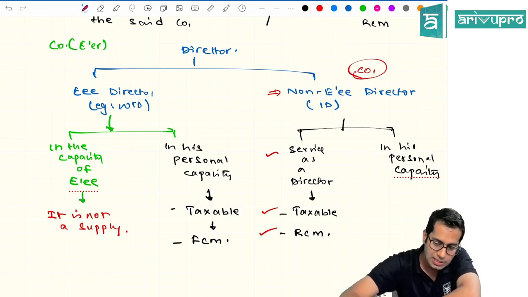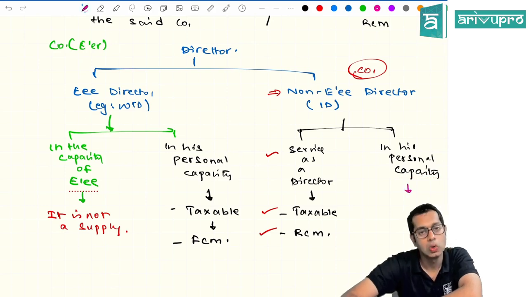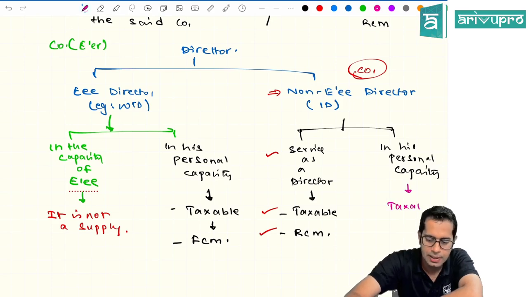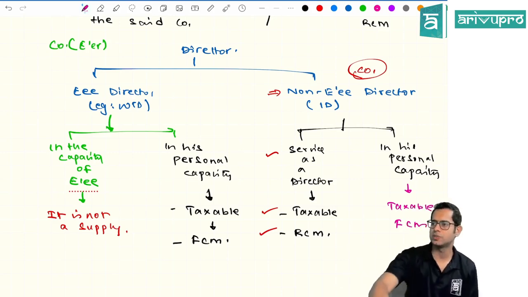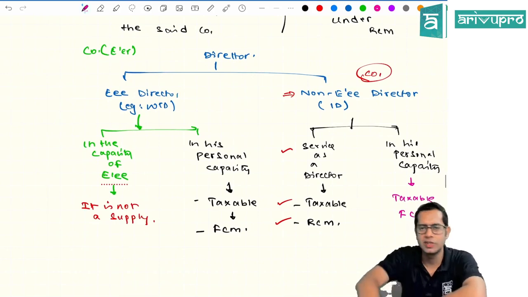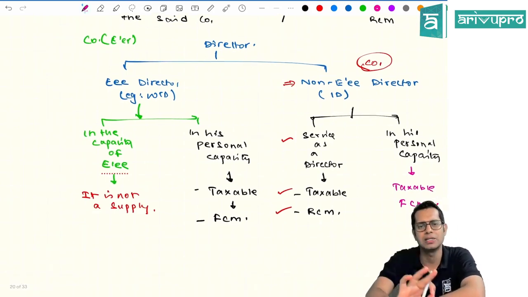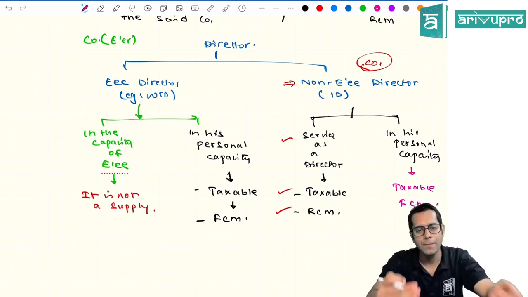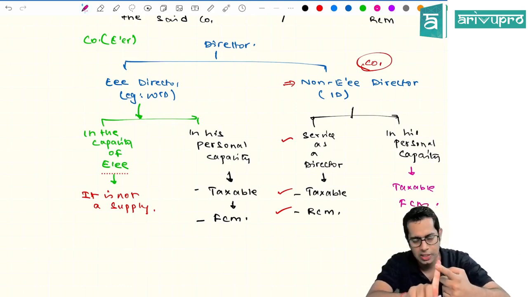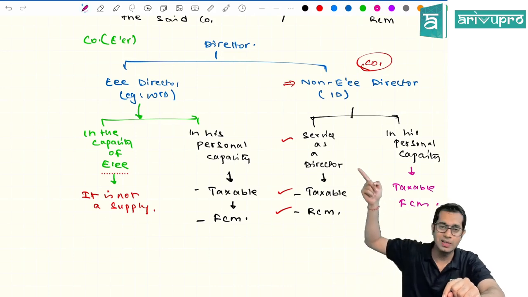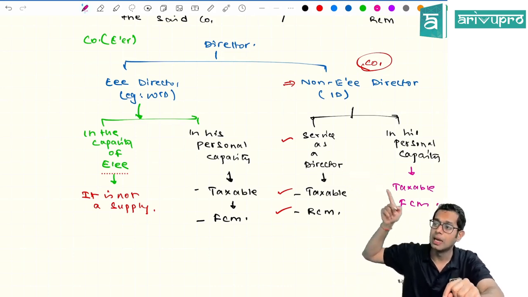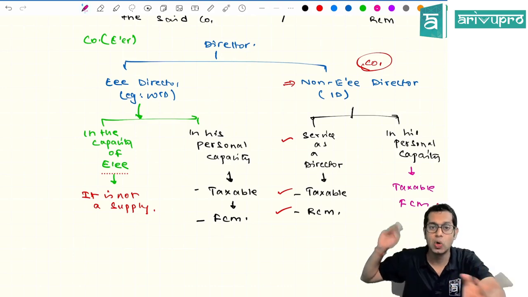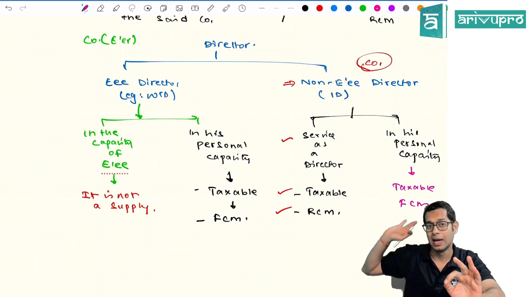However, any services given by non-employee director to the company in his personal capacity is again taxable, and it is taxable under forward charge. So can I say the crux of this discussion which we had is, in simple words, if employee director is giving services to the company in the capacity of employee, it is not taxable because it is not a supply. However, if a non-employee director is giving services to the company as a director of the company, then it will be taxable and taxable under reverse charge. Who has to pay the taxes? Company will have to pay the taxes under reverse charge.